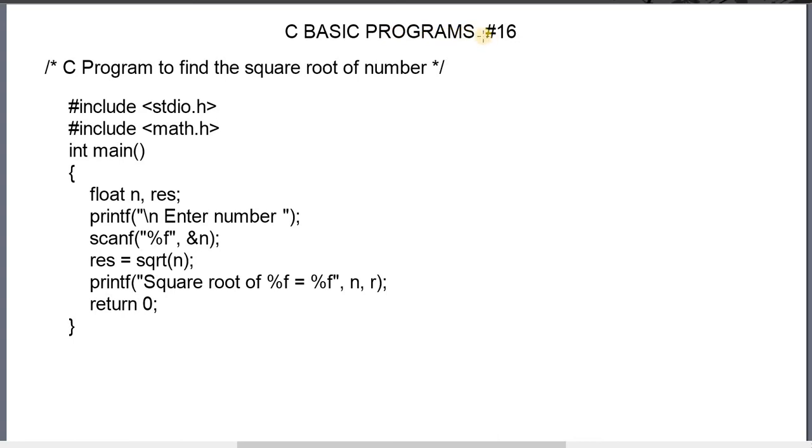C basic programs. This is part 16. Let me explain the code to find the square root of a number.